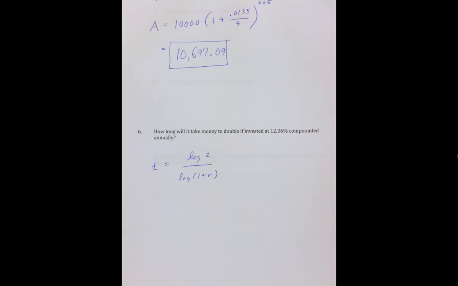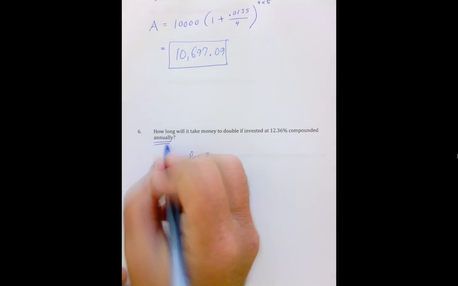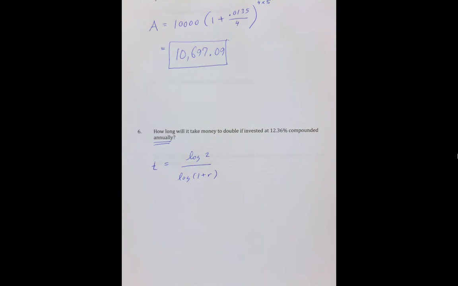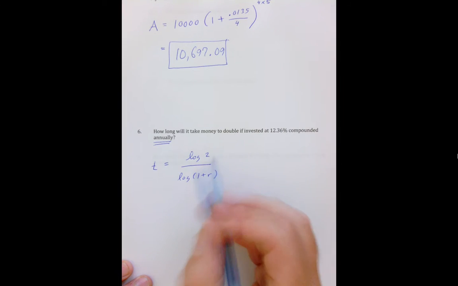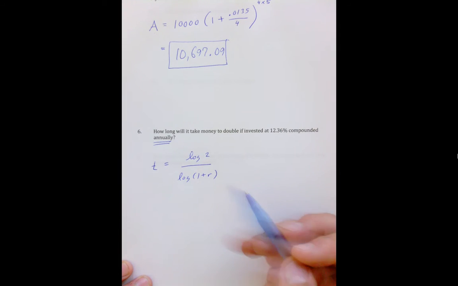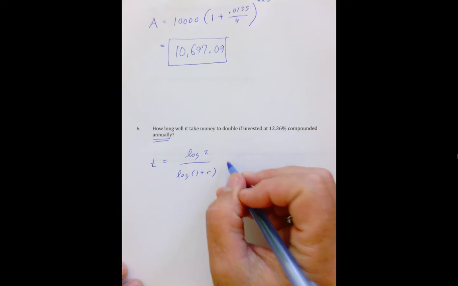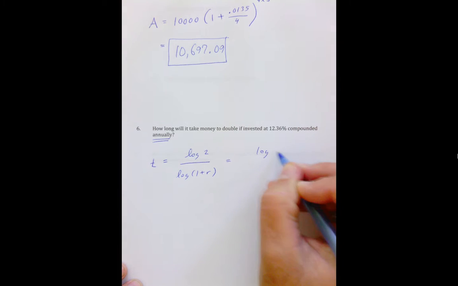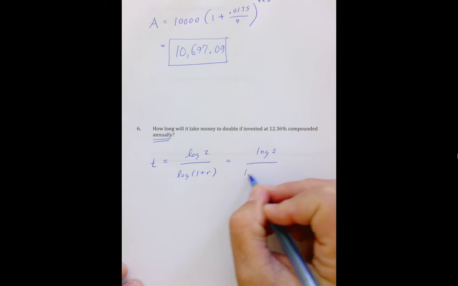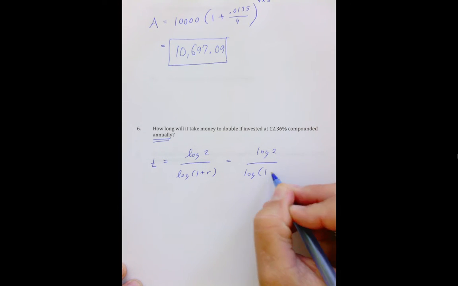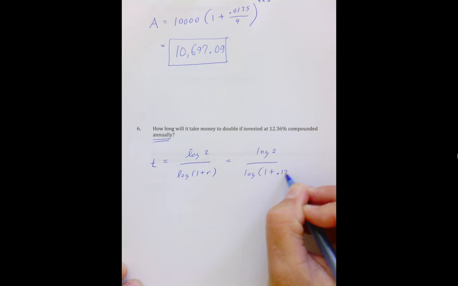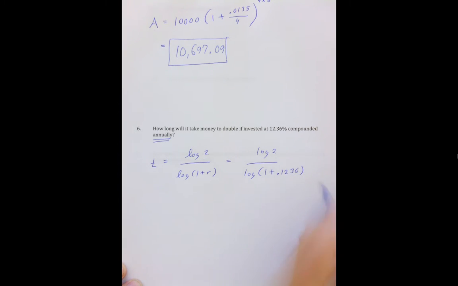What we found is that the time can be found by taking the log of 2 divided by the log of 1 plus r, as long as we have compounding annually. If this was compounded quarterly, this wouldn't work, and we would have to come up with something different. Luckily, we're okay. So what we need here is the log of 2 over the log of 1 plus 0.1236.